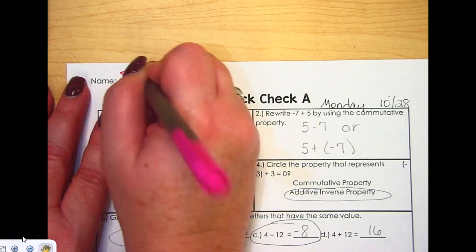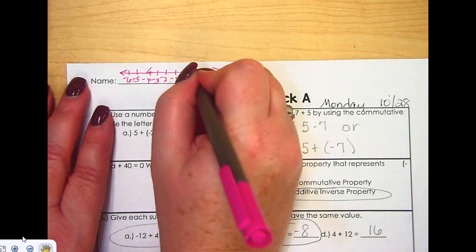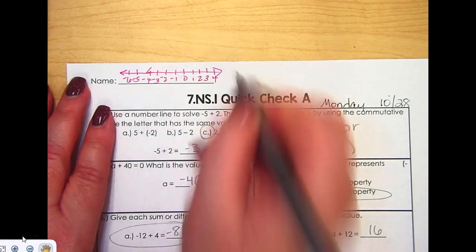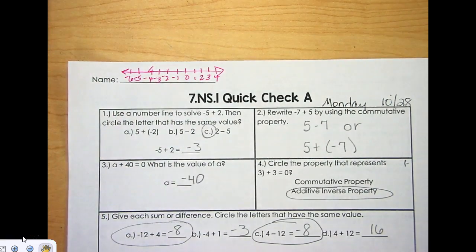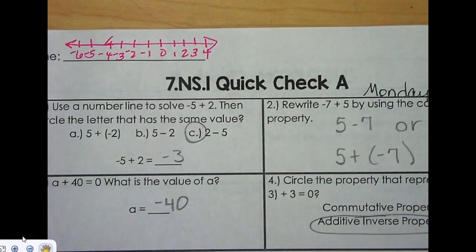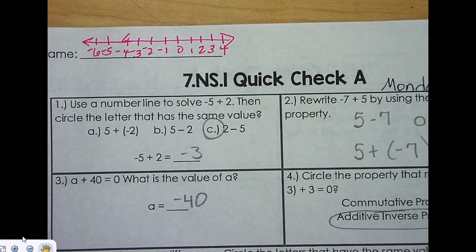Make my number line longer. That's step 1. So how would I use a number line to solve this? We've done some things where we've drawn some arrows, or you can just kind of make sense of it. Somebody tell me what I'm going to do: -5 plus 2.